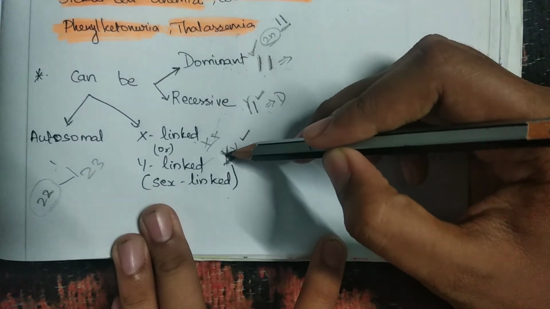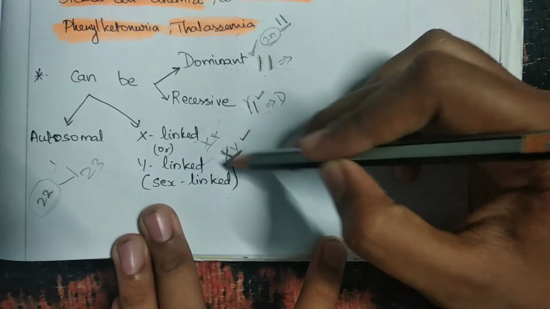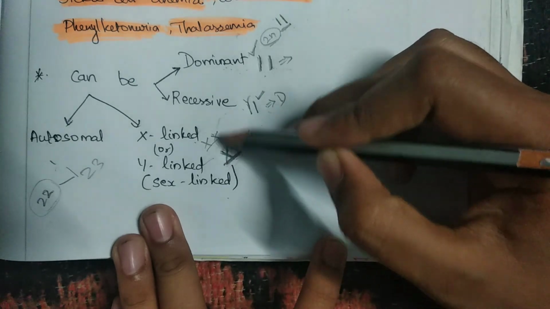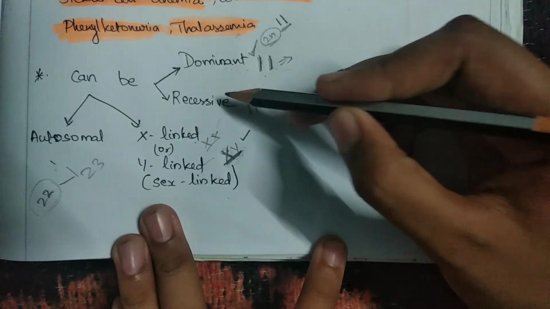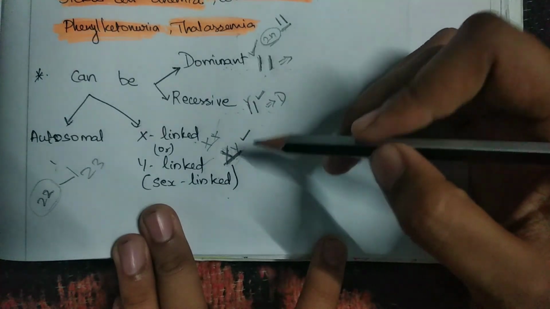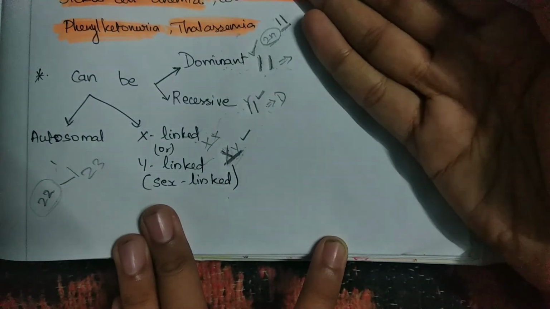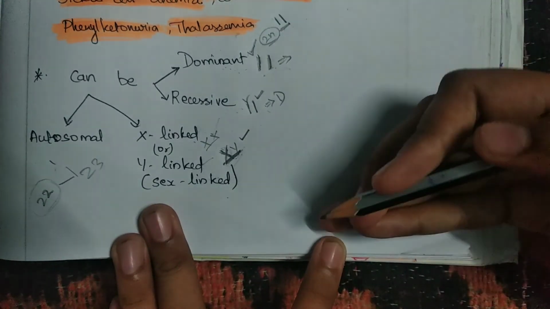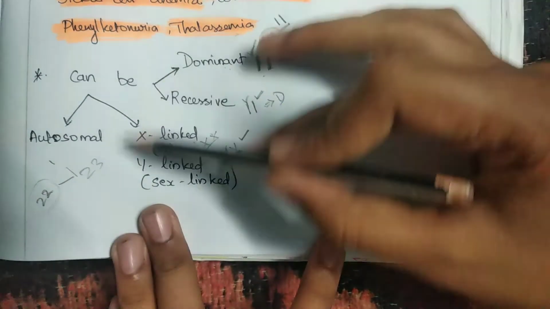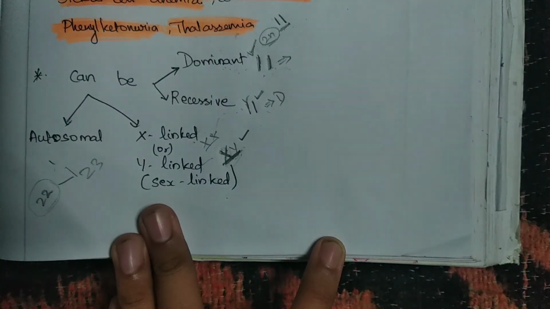So here there is no way to suppress, and all the genes in the X chromosome will get expressed. So the affected gene is also expressed. In the same way, Y-linked disease can be transmitted from father to son because the father is giving the Y chromosome to the son. We will discuss this in detail in the pedigree chart. Thank you.